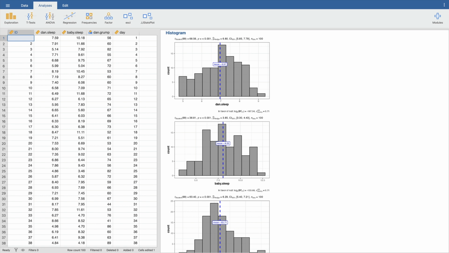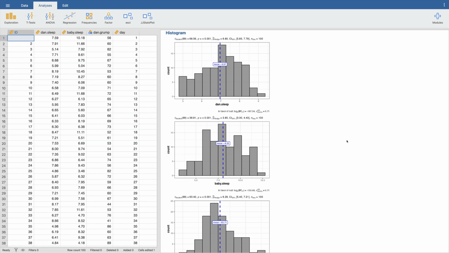And what we've got over on the right are histograms that I've drawn using a different histogram module that I like here on Jamovi from JJ Stats Plot. And you can see that for the first one, which is Dan's sleep, the mean is around 6.97. It looks pretty much like a normal curve.